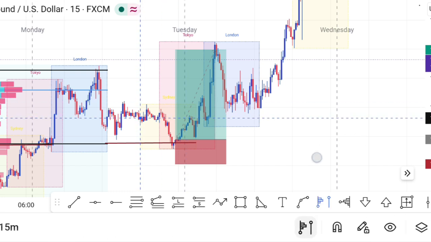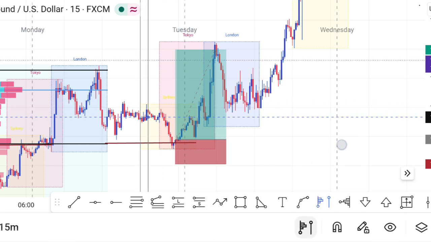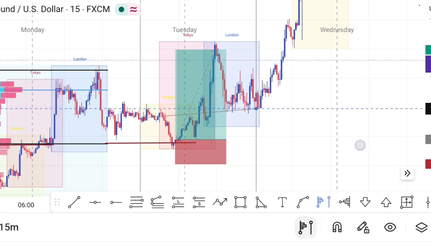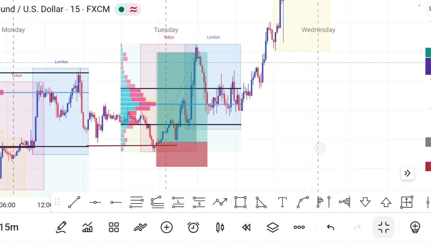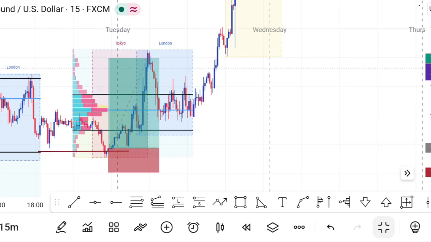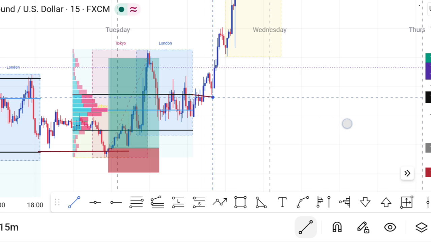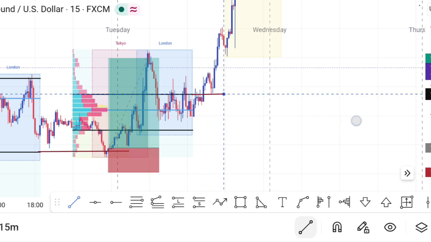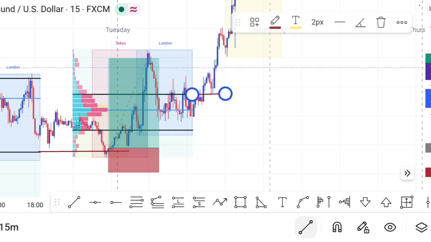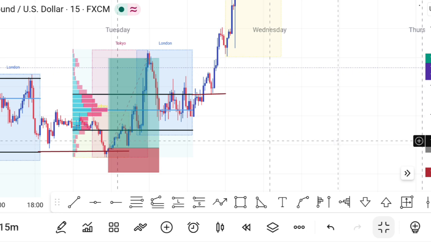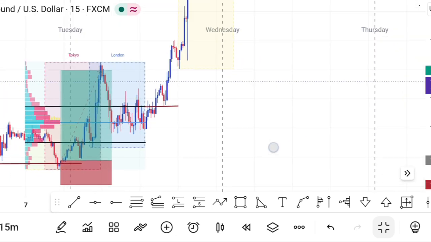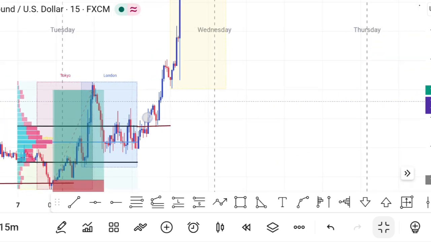The following day, it was on Tuesday, I did the same, marked the Asian and London together. After that, I got my support and resistance. I waited for the market to touch either support or resistance. After it touches, it went to my resistance, then it broke my resistance. After breaking the resistance, it then retested it right here.